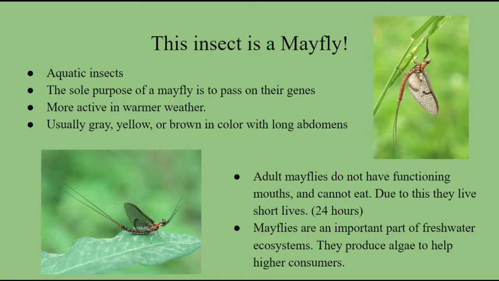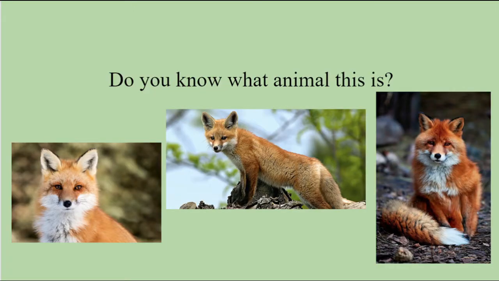This is a mayfly. Mayflies are aquatic insects and are most active in warmer weather. The sole purpose of a mayfly is to pass on their genes, and they are usually gray, yellow, or brown in color with long abdomens. Adult mayflies do not have functioning mouths and therefore cannot eat. Even though they have short lives, mayflies are an important part of freshwater ecosystems as they eat algae to help higher consumers. Do you know what animal this is?